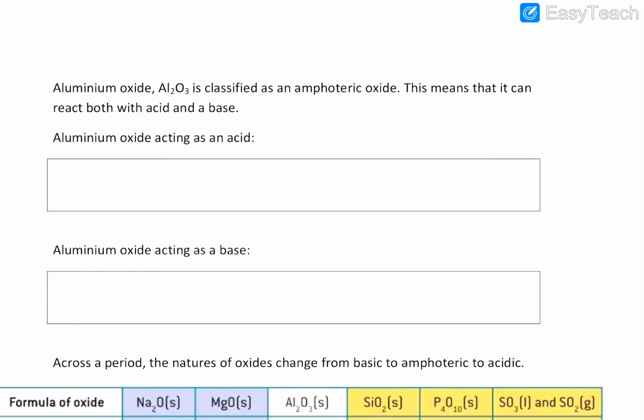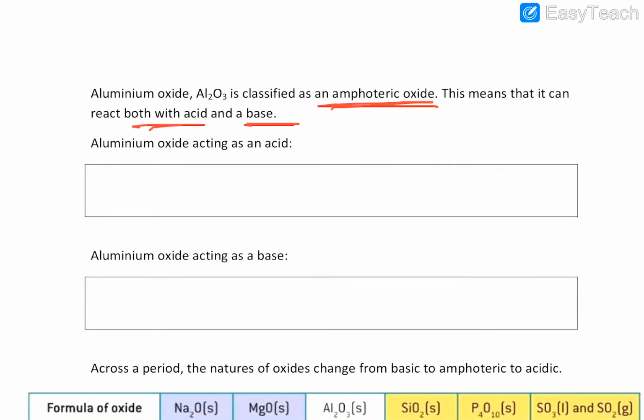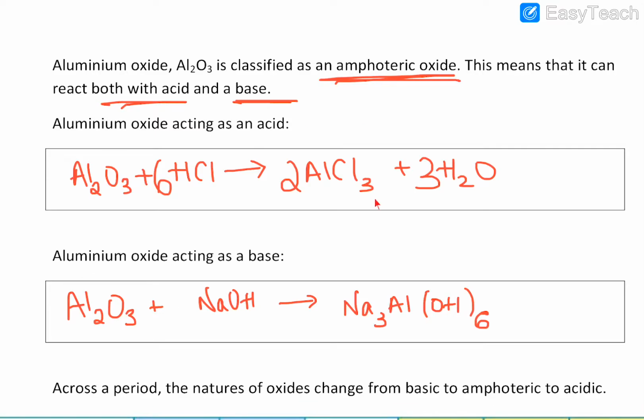Aluminium oxide is classified as an amphoteric oxide. This means that it reacts both with an acid and a base. So we can have one reaction for aluminium oxide reacting with an acid. So you have the equations. So this is sodium hydroxide. Well, it's an aluminate salt. It's sodium hydroxyaluminate. It's an aluminate salt.